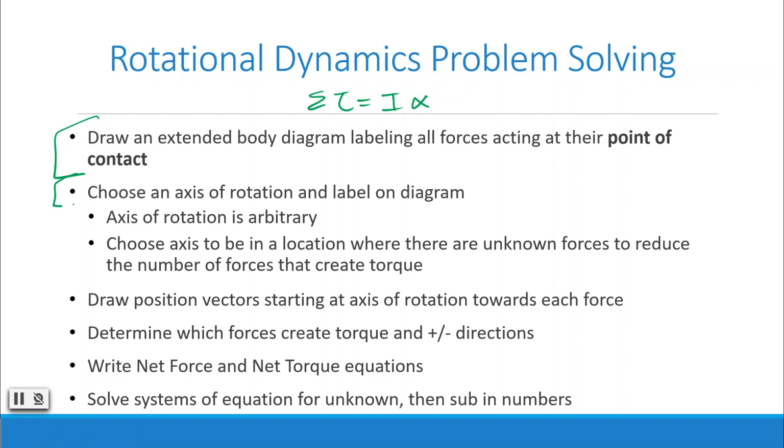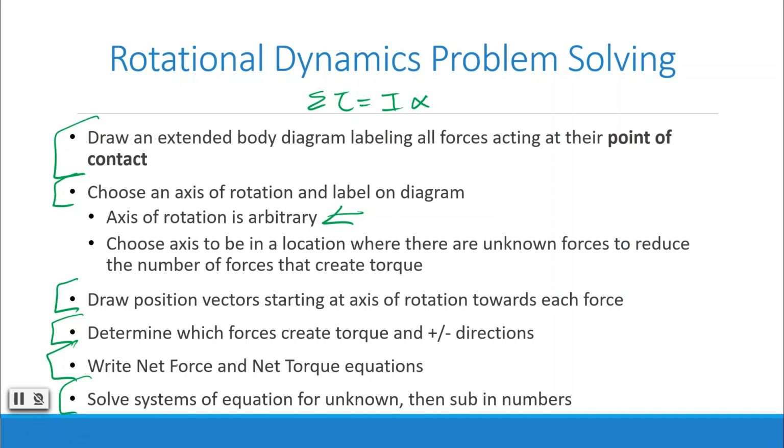Okay, you have to choose your axis of rotation. They will usually give you the axis of rotation in equilibrium. It is truly arbitrary, and it can be anywhere. But for our rotational dynamics problems, they will probably tell you where the axis is. Okay, you draw your position vectors for those lever arms. You determine which forces create torque. You write net force and net torque equations. You solve for your system of unknowns and so forth.